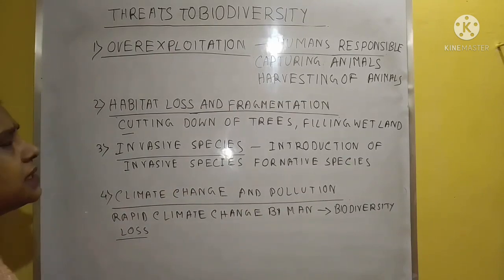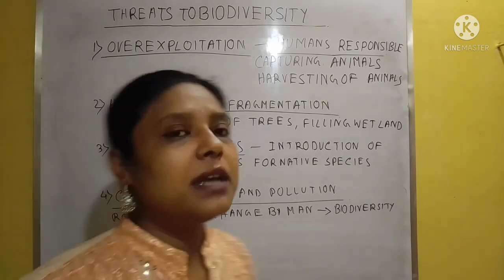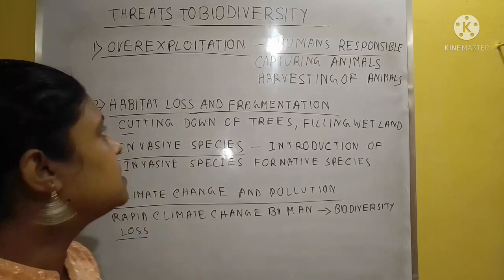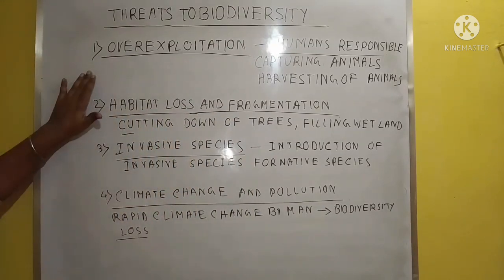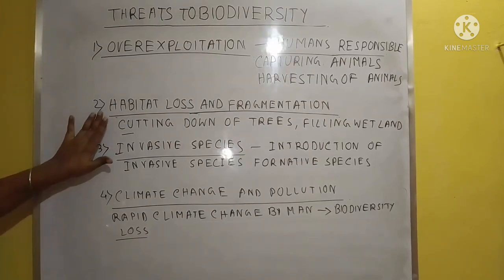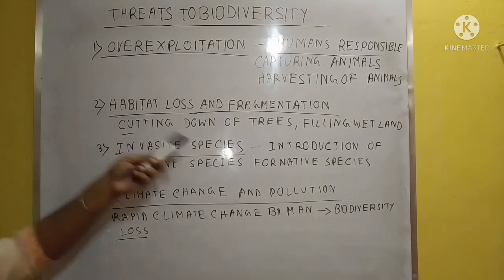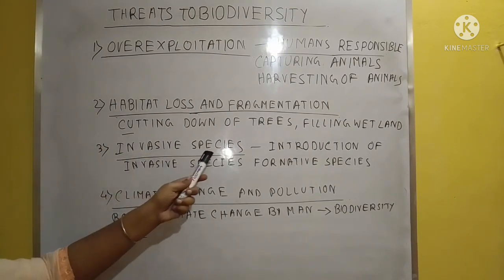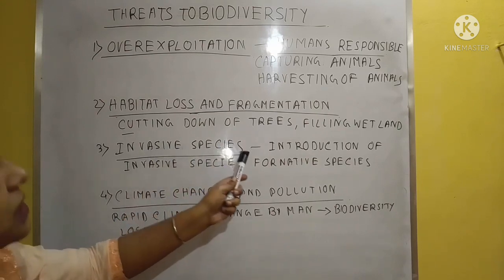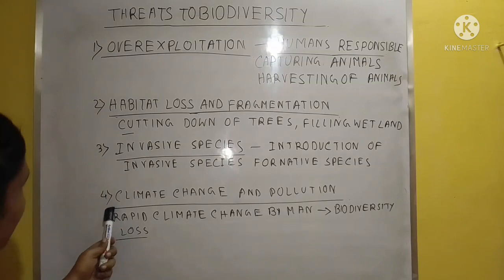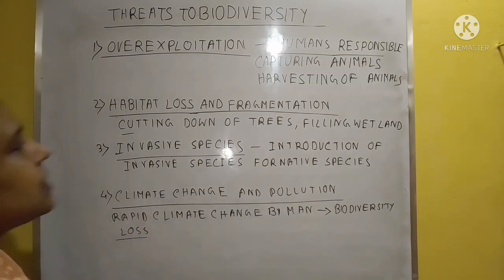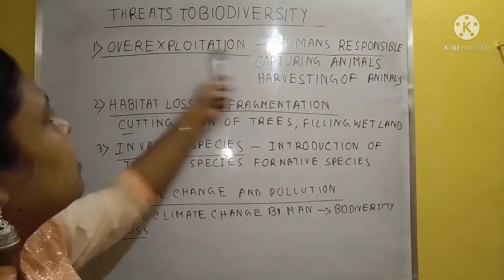So what are the reasons that biodiversity loss occurs? First one is over-exploitation. The second one is habitat loss and fragmentation. Third one is invasive species, that means the introduction of exotic species. Fourth one, climate change and pollution. Okay, first we discuss over-exploitation.